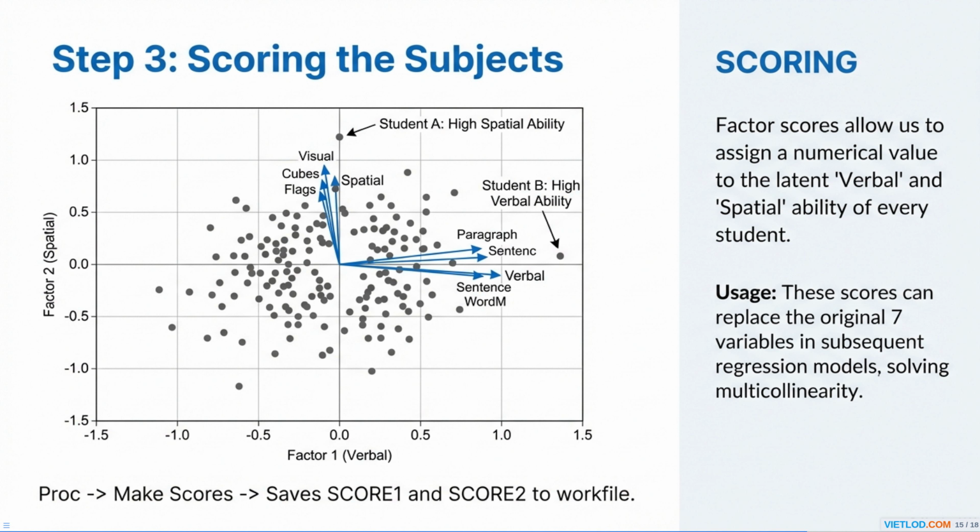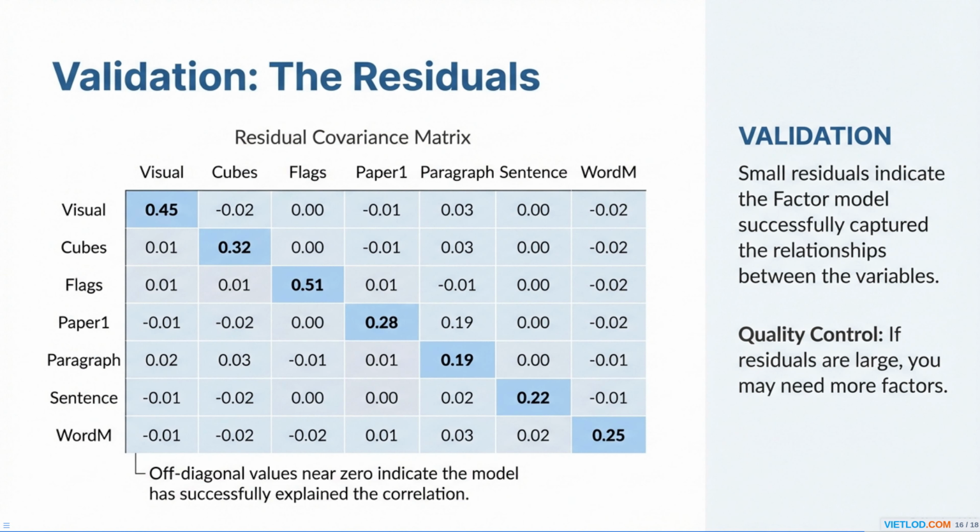Suppose we wanted to predict students' future GPA. Instead of using all 7 potentially collinear test scores as predictors, we could use just the 2 uncorrelated factor scores, score 1 verbal and score 2 spatial. This creates a more parsimonious and stable regression model. In EViews, this is done via Proc, Make Scores, which saves score 1 and score 2 to the workfile.